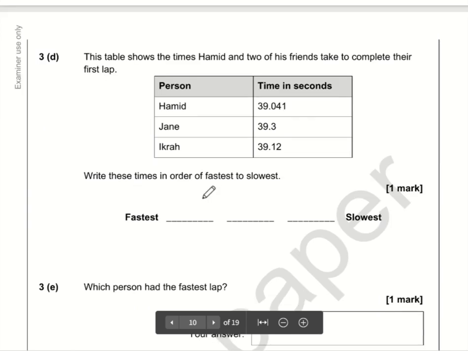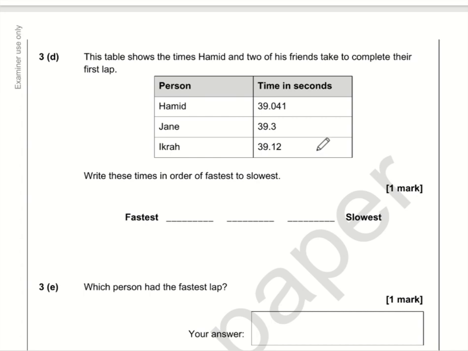Okay, the next part. So the fastest is going to be the quickest time, so the lowest number. So we're writing these times sort of lowest to highest. So all three start with 39. So let's look at the next column. We've got a 0, a 3 and a 1. What's the lowest out of those? It's the 0. So 39.041, that is the fastest time because it's the smallest number. The next smallest, well, 1 is less than 3, so 39.12 and then 39.3.